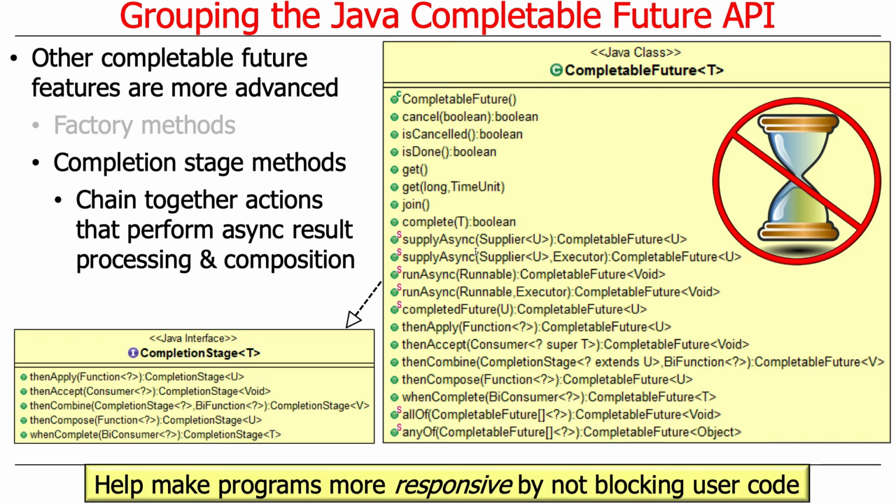Completion stage methods help make programs more responsive by not blocking the user code, or I should really say the user interface. Whoever the invoking thread is not blocked. Instead, the operations take place asynchronously in the background, and the code is responsive because you're not blocking the calling code.